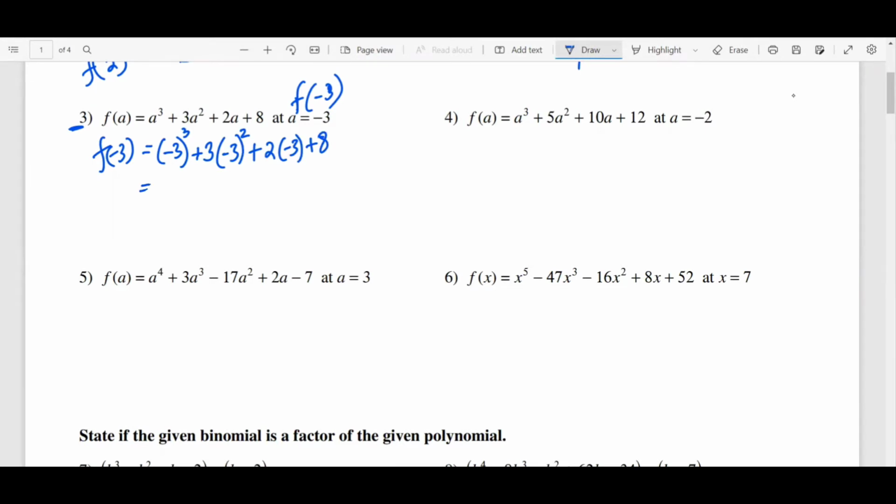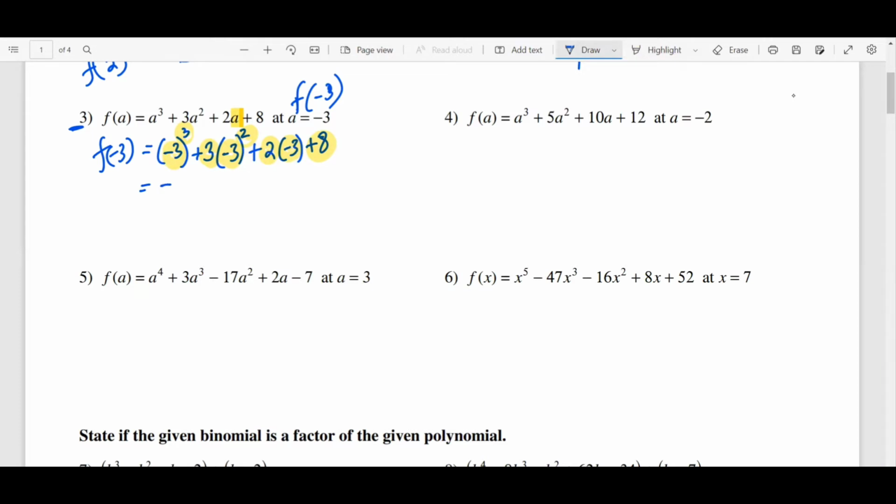All right, so in evaluating this, we're looking at -3 to the third, we're looking at -3 to the second, and then we multiply that by 3. We're looking at -3 times 2, and then we add 8. All right, let's execute that.